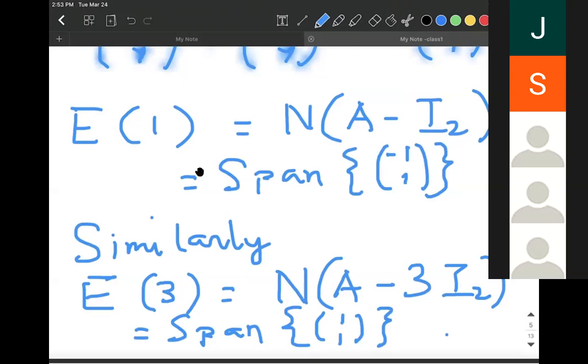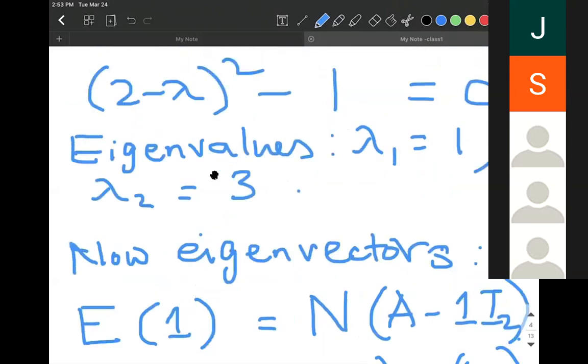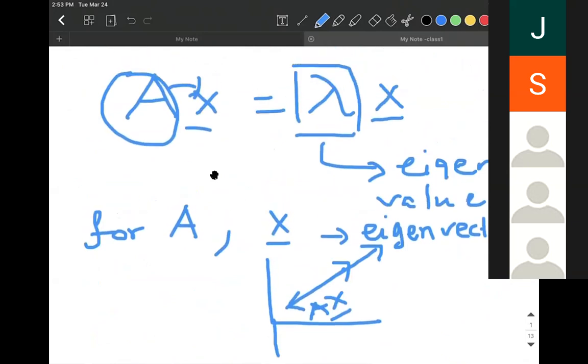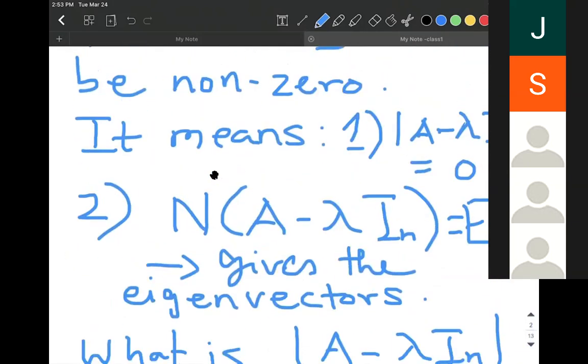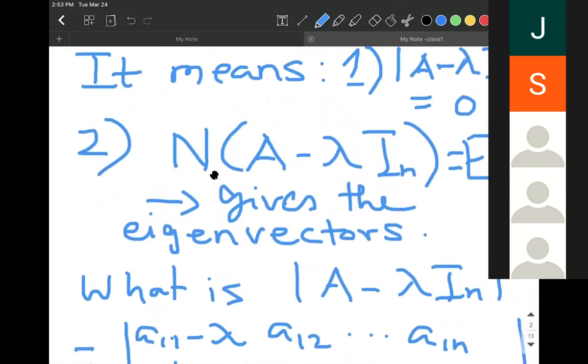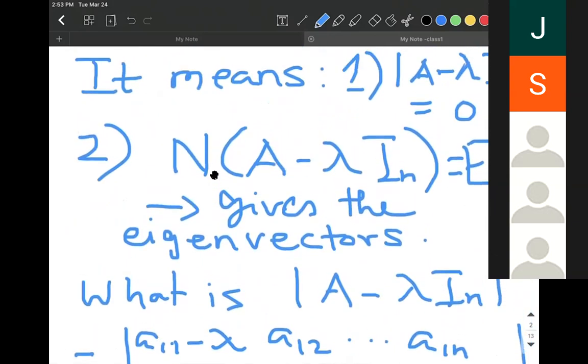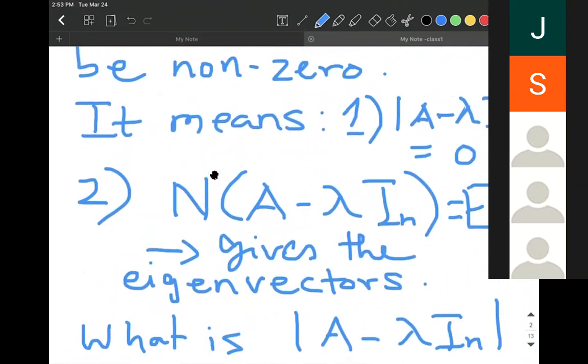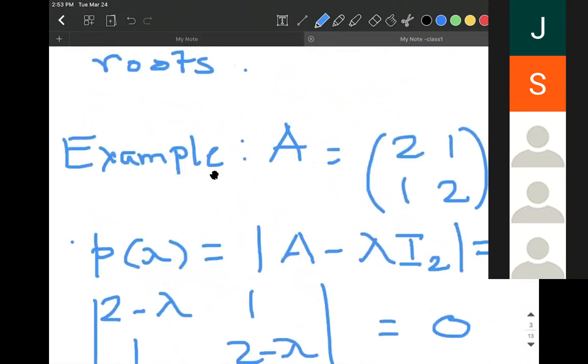So any questions about the example? Is it clear what's going on? I mean, the technique is not hard. You have these two things to do. Number 1, solve this equation, and number 2, find the eigenspace by finding the null space. So you know what to do, just that you have to relate it to what you are now doing.